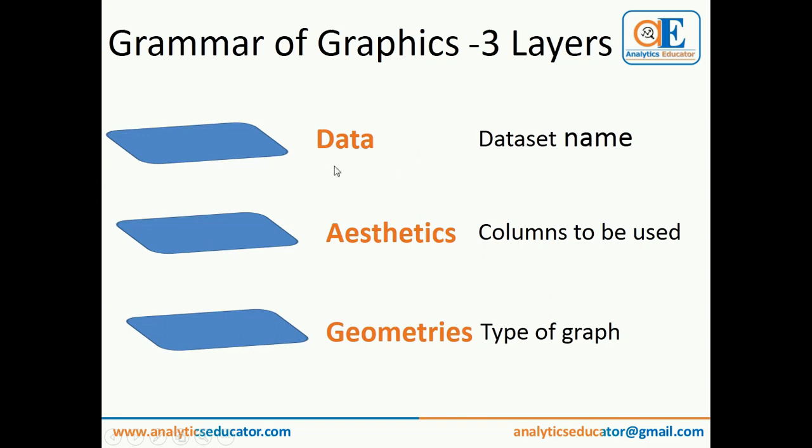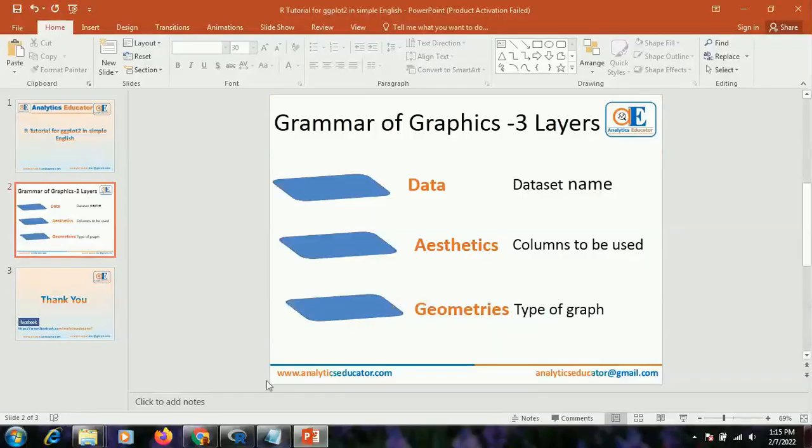First layer is called data, which means the data set name. Second is called the aesthetics, and we write it in a short way, aes. It means what are the columns we are going to use out of this data set. And then geometries, the short form is geom, and it means the kind of graph we are going to work with. Let's understand how we can do it.